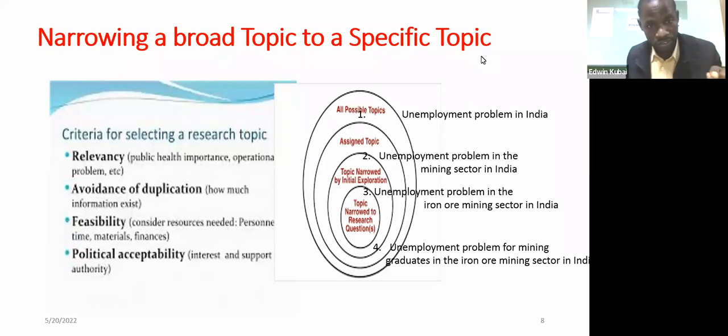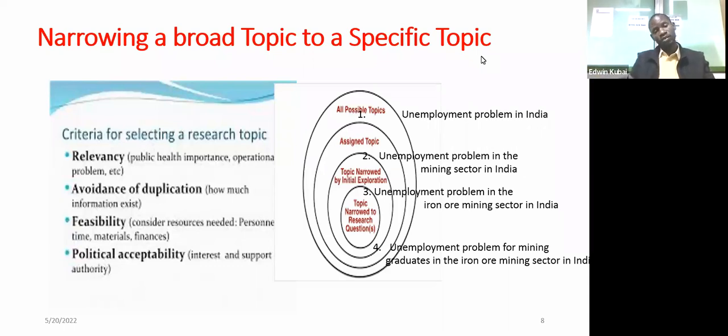Feasibility: consider the resources needed. If you are a student and you're doing either a master's or a PhD or the first degree, look at the resources you have. Resources in terms of finance, resources in terms of time, resources in terms of materials required. What resources are needed for you to complete that study? For example, if a doctoral degree takes 4 years, don't go for a study that may end up taking 8 years to be completed.